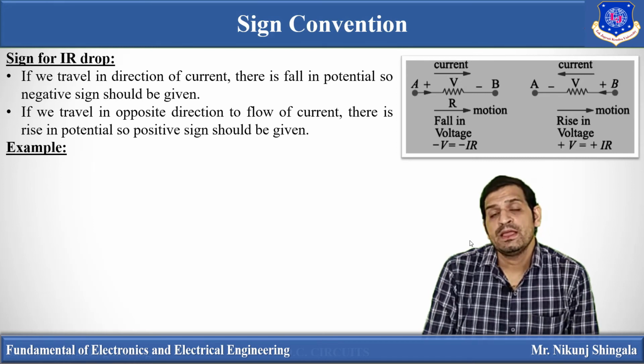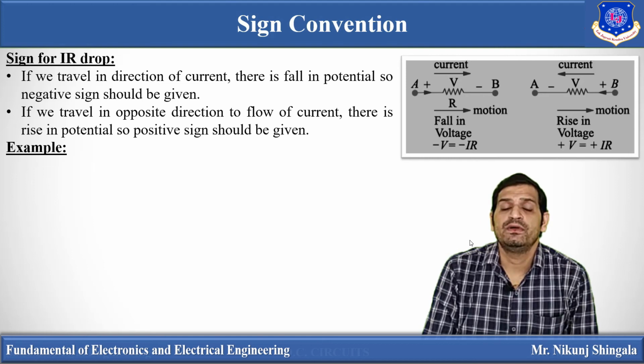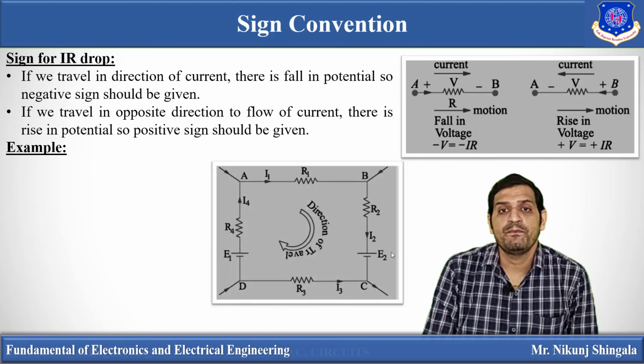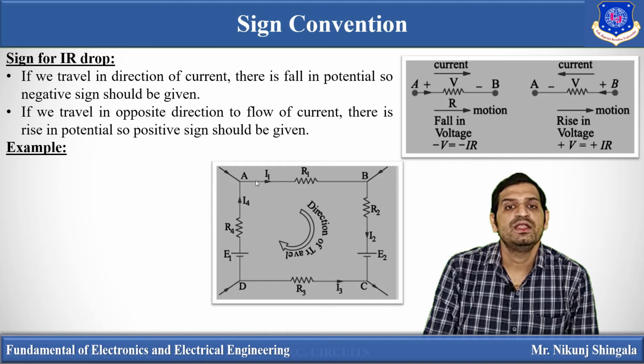So based on KVL, based on the sign for EMF and IR drop, now take one part of the network. So this is one part of the network. There are a total of 4 branches, A, B, C, D are the points. This is a loop. A, B, C, D, A is a loop. Now, branch AB contains I1 current, BC contains I2 current, CD contains I3 current, and DA contains I4 current.